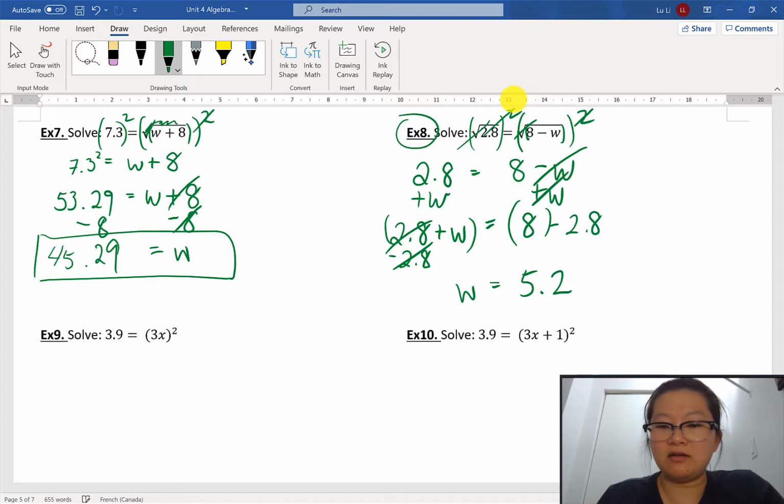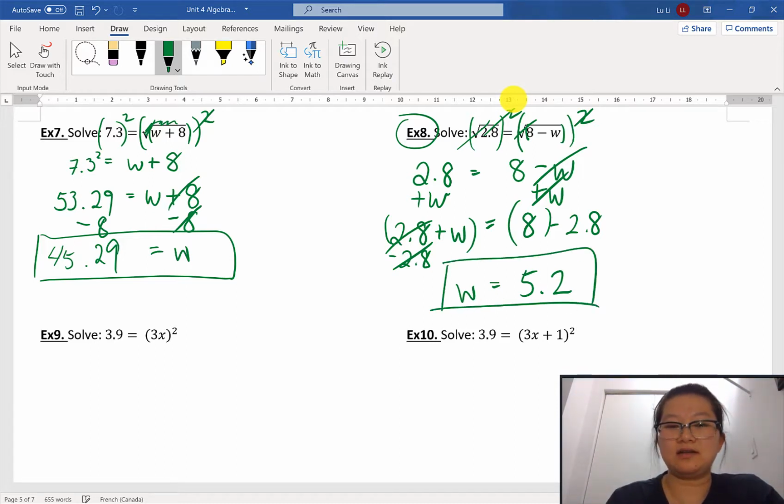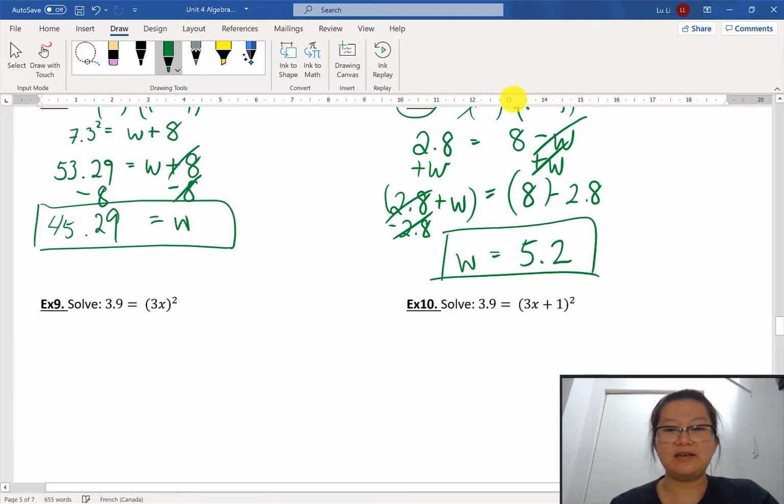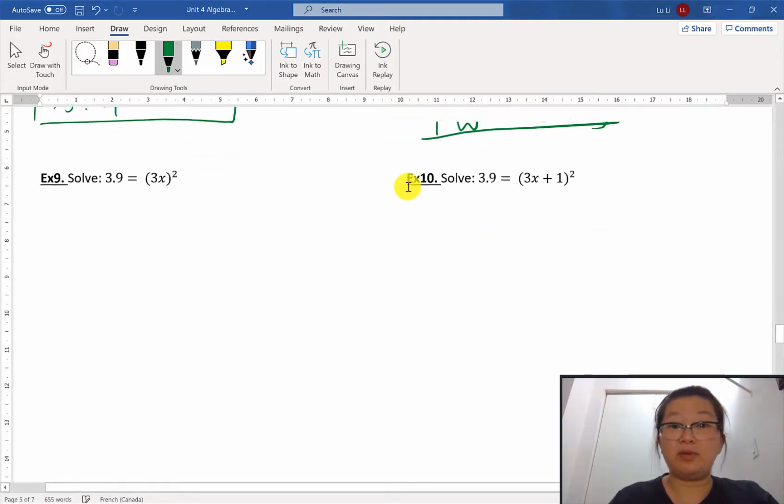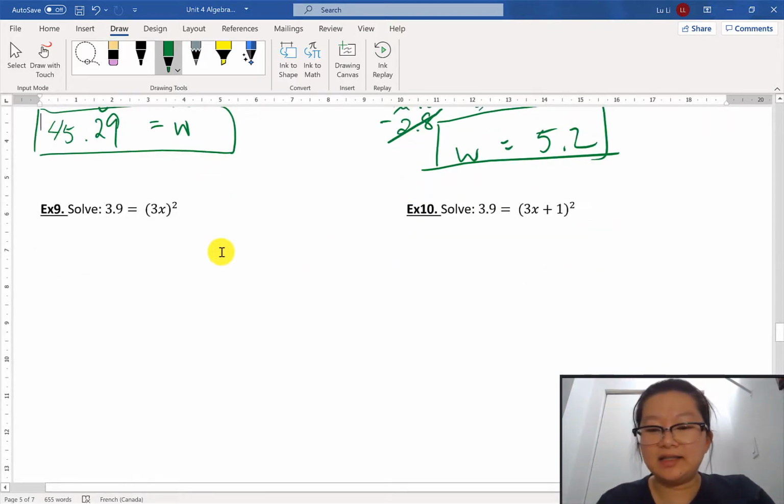If I did my math correctly, I can check. 5.2 plus 2.8 is going to be 8. So yes, that's right. Okay, there you go. Wasn't too bad, hey? Alright, so I'm going to do example 9. Example 9, take a look.